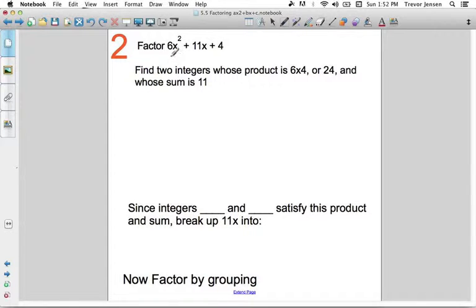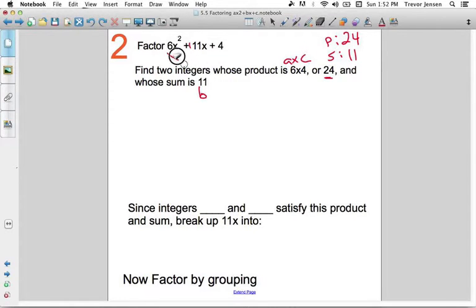Hopefully you remember the first step is you want to find two numbers who have a product of your a times your c value. So a product of 6 times 4, and 6 times 4 is 24. So I need two numbers who have a product of 24 and a sum of your b value, which in this case is 11. So, product of 24 and a sum of 11.